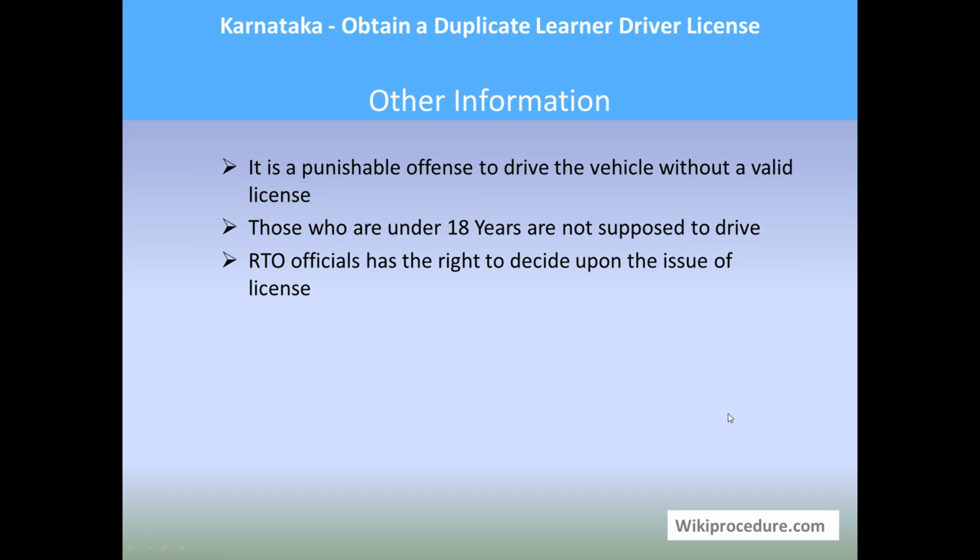Other information: it is a punishable offense to drive the vehicle without a valid license. Those who are under 18 years are not supposed to drive. RTO officials have the right to decide upon the issue of license.